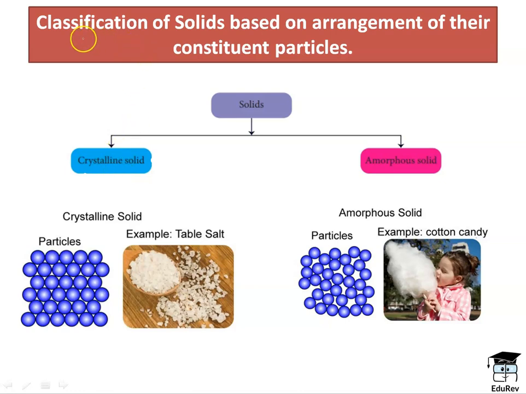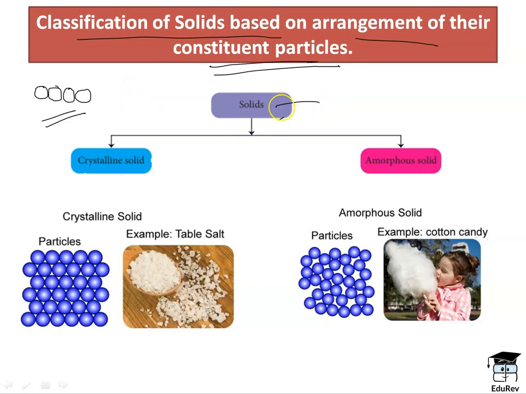Today we will be studying the classification of solids based on the arrangement of their constituent particles. So we will be classifying solids on the basis of the arrangement of the particles inside them. How they are arranged and how they are classified, we will be studying this. Solids on the basis of the arrangement of the constituent particles are classified into crystalline solids and amorphous solids.